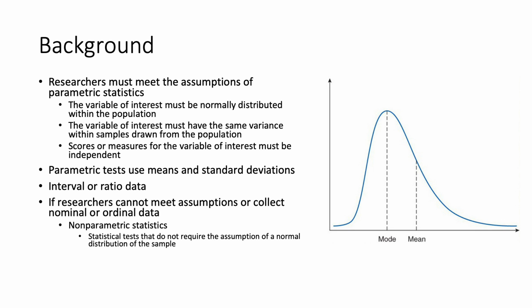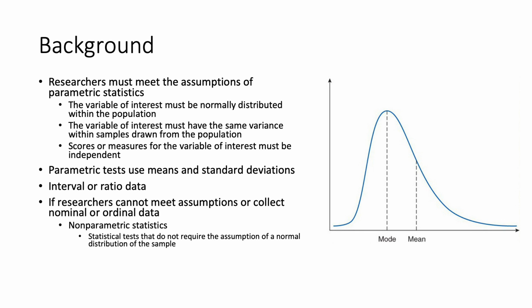In order to use parametric statistics, researchers must meet the assumptions. Those assumptions are: the variable of interest must be normally distributed within a population. Second, the variable of interest must have the same variance within samples drawn from the population. And third, scores or measures for the variable of interest must be independent. Also, parametric tests use means and standard deviations to calculate either relationships or differences. They also use interval or ratio data.